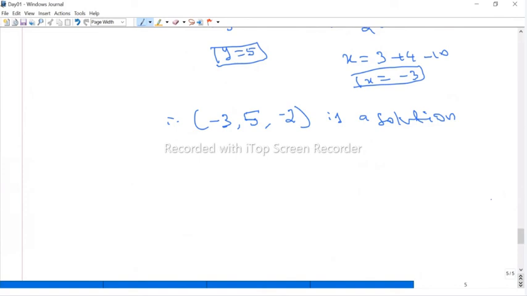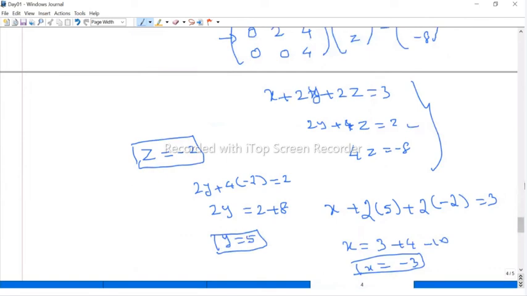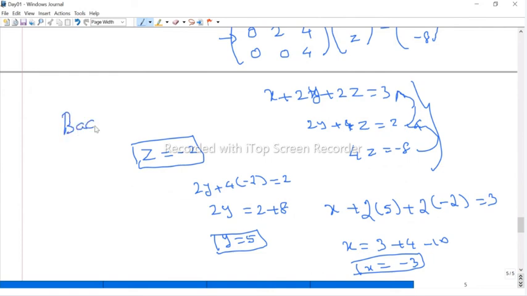We call this the Gauss elimination method. This is called the back substitution method, because we substitute from the back. First you find the value of z, then using this z in this equation you find y, and then substitute the values of y and z in the first equation. Therefore this is the back substitution method. Sometimes we get an x value first, and then using x you find y, and then using x and y you find z. That is called the forward substitution method.